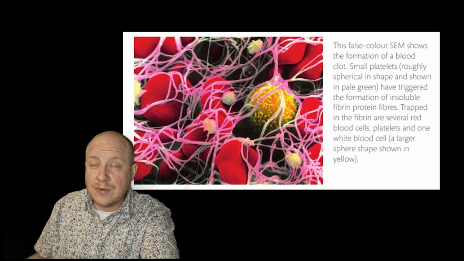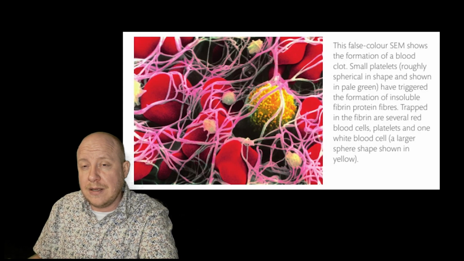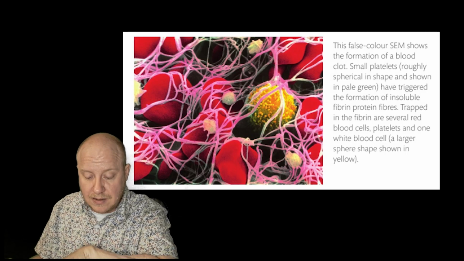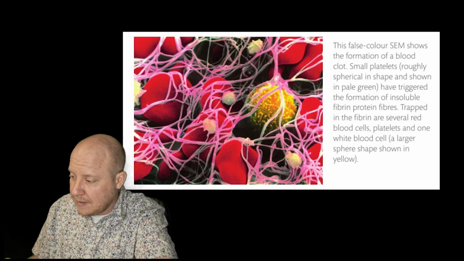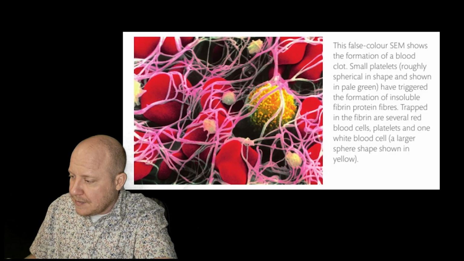So maybe in your head you're remembering this as a scab, that a scab prevents blood loss and prevents pathogens from coming in, but you need to know that it's called a blood clot. Okay. So in this false color SEM, we see the formation of a blood clot.